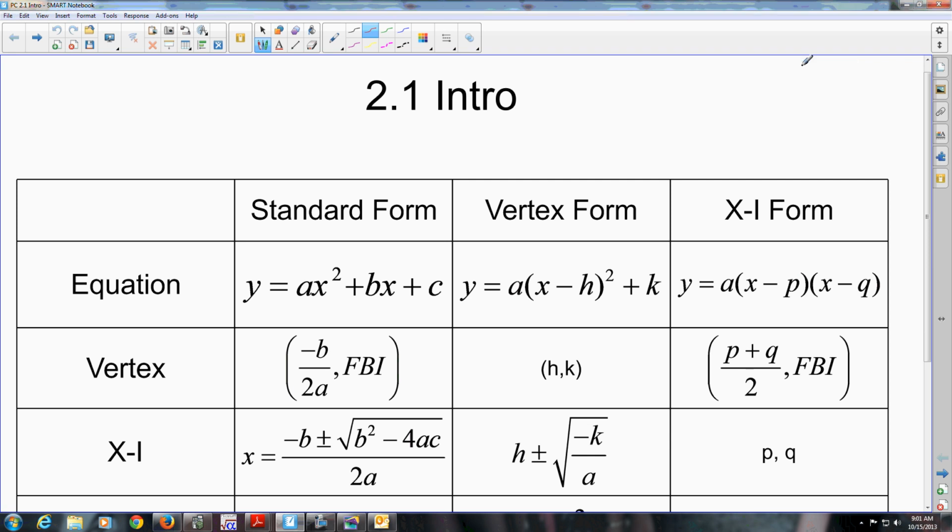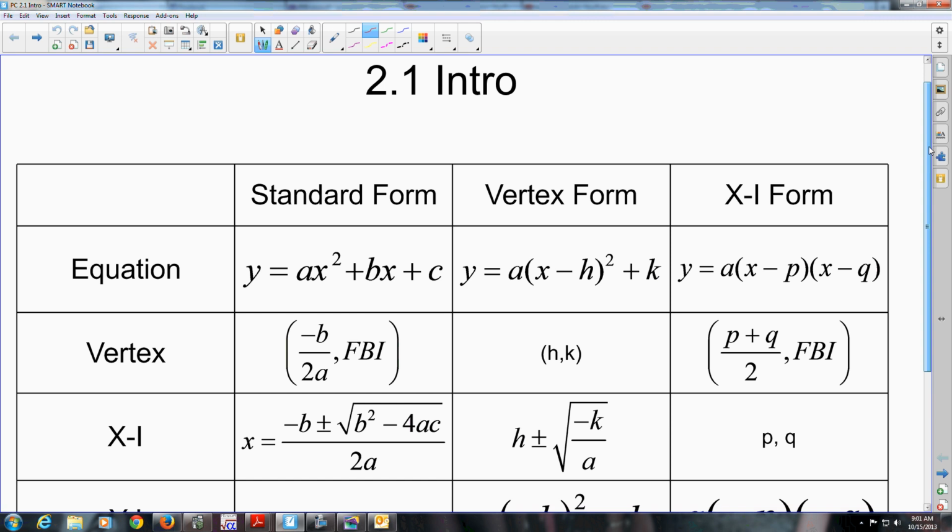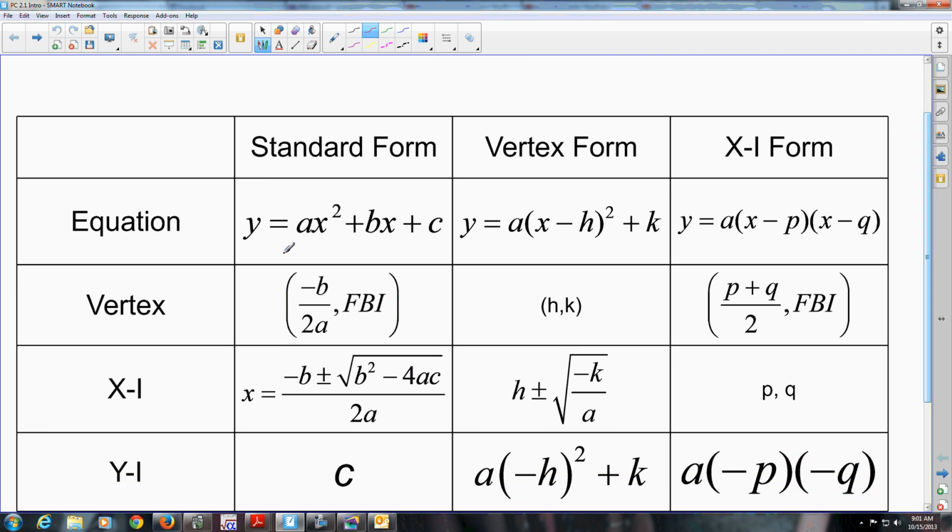Hello everyone, so this is the video for Precalc 2.1. Most of the information on here you already know, you just haven't seen it gathered together in one place. You know what standard form looks like, you know what vertex form looks like. X-intercept form, not so much. You saw it some in Algebra 2, but not extensively.